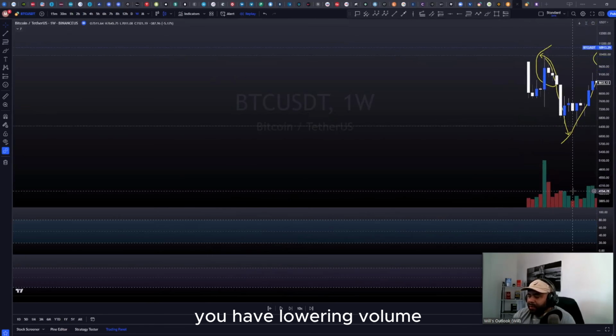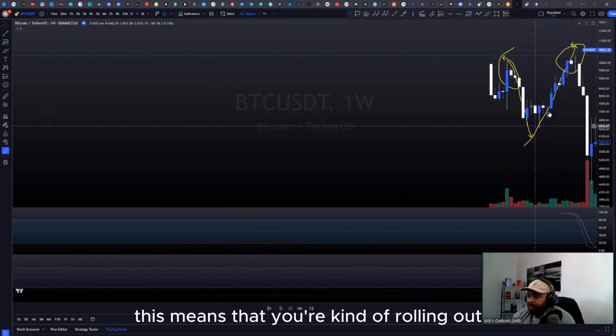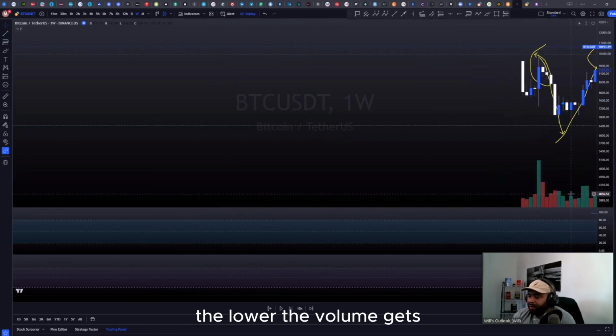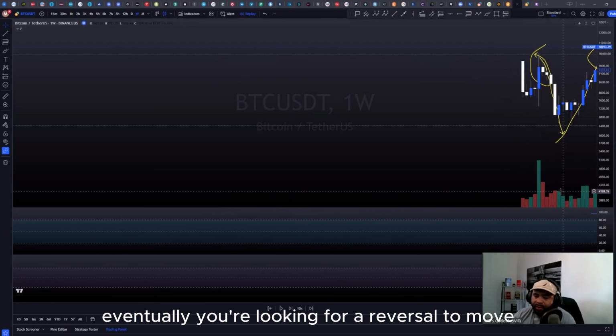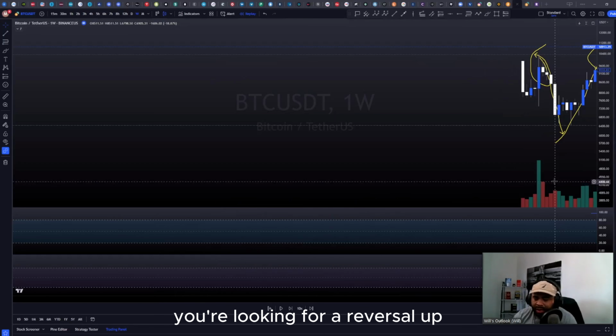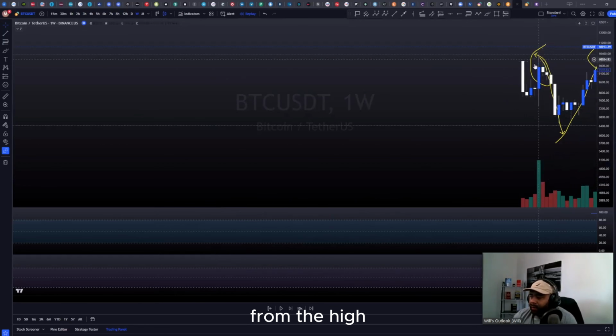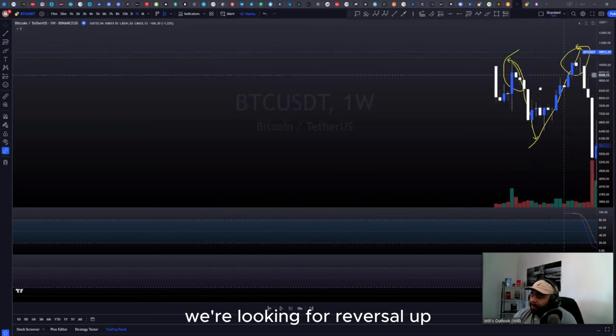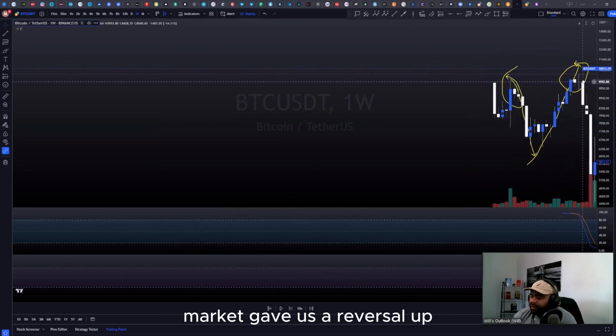You have lowering volume. This means that you're kind of rolling out. And keep in mind, the lower the volume gets, eventually you're looking for a reversal of the move. So if you're at the high, you're looking for a reversal down. If you're at the low, you're looking for a reversal up. Because we're at the low from the high, we're looking for a reversal up. That's basically what the market gave us. The market gave us a reversal up.